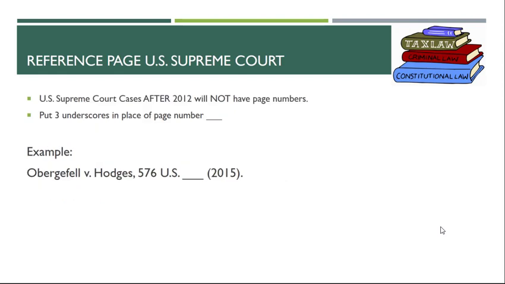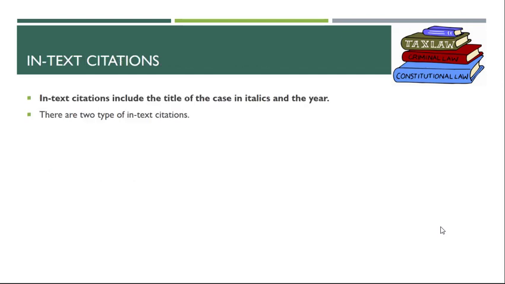U.S. Supreme Court cases after 2012 will not have a page number. The United States Court Reporter is now published in a digital format. Instead of putting a page number, you are required to put exactly 3 underscore lines in its place. In-text citations include the title of the case in italics and the year.